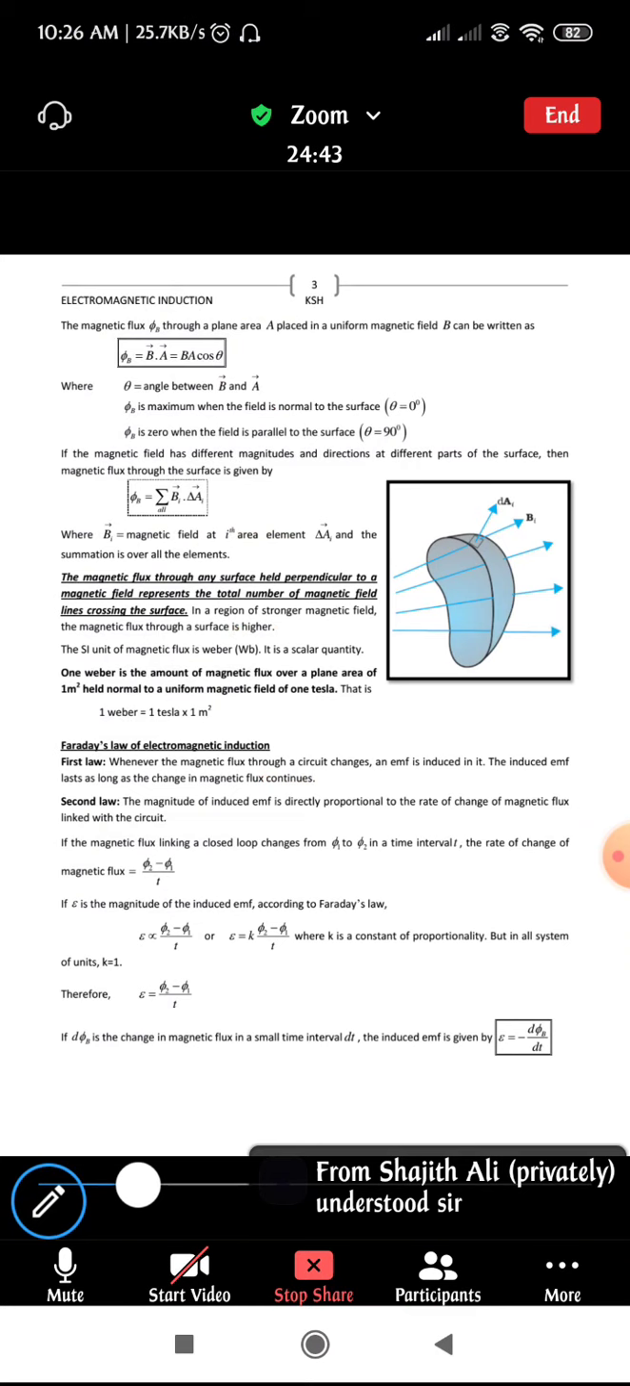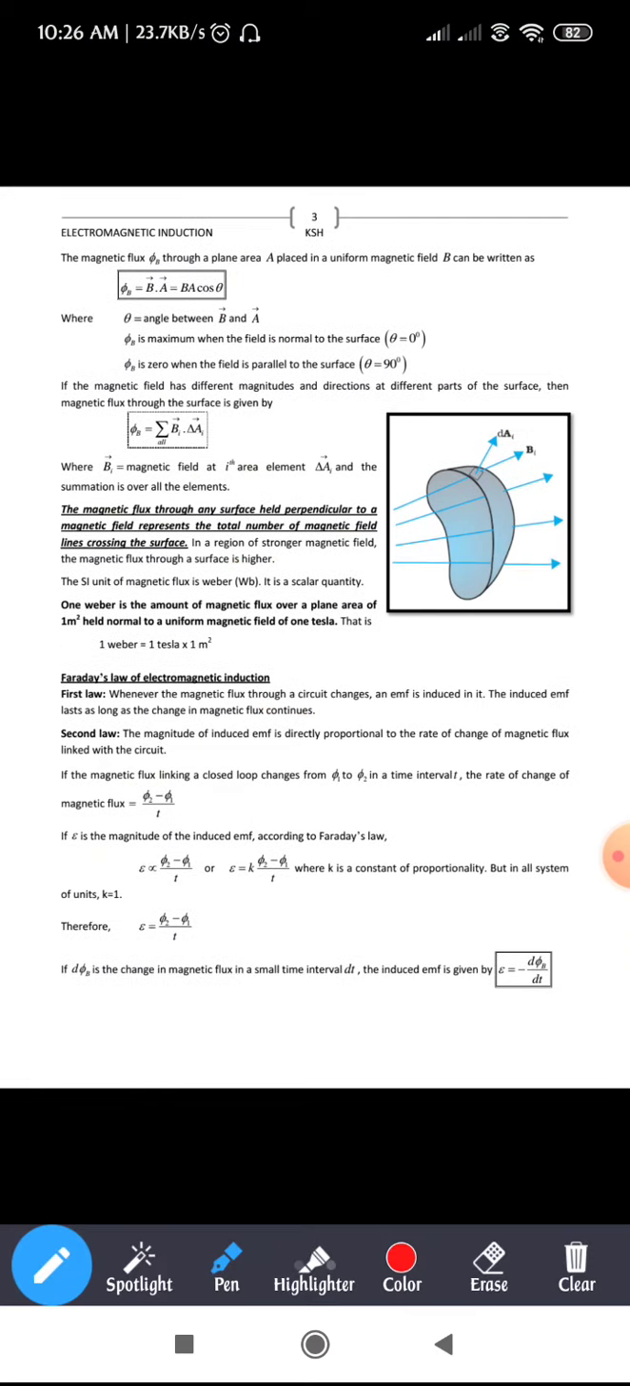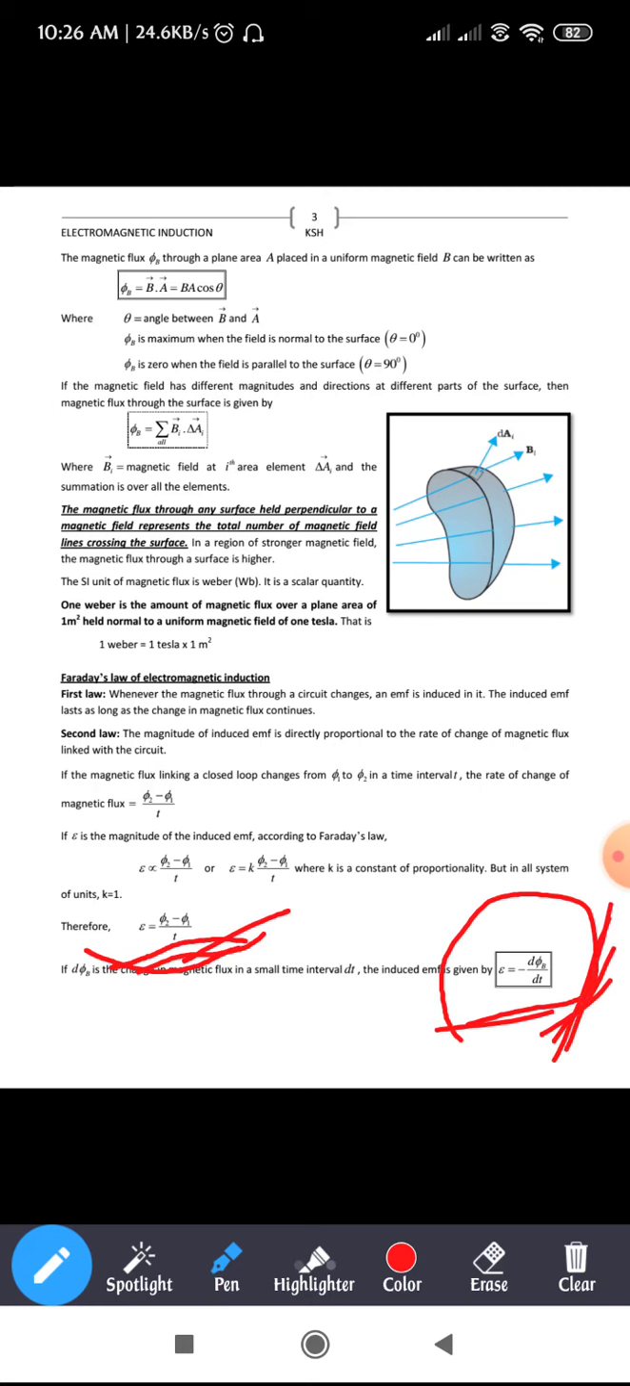Okay, fine. Can anyone tell me why you have a negative sign here? E is minus d phi divided by dt. Why is that negative sign? In the previous step you don't have any negative sign, right? But in the final expression we have written a negative sign. What does it mean? What does that indicate?